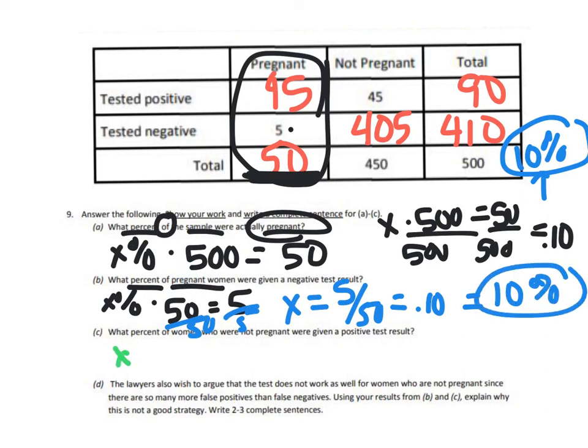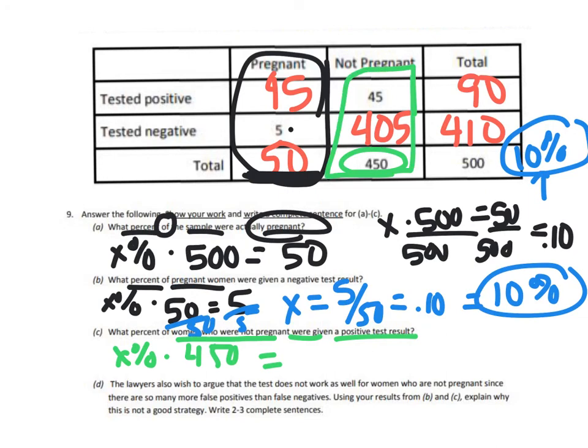Next one says what percent of women who were not pregnant, so that's 450, were given positive test results. So in that group, 45 were given positive test results. I'm only looking at that group. So 45 divided by 450 is 0.10. That's 10%.